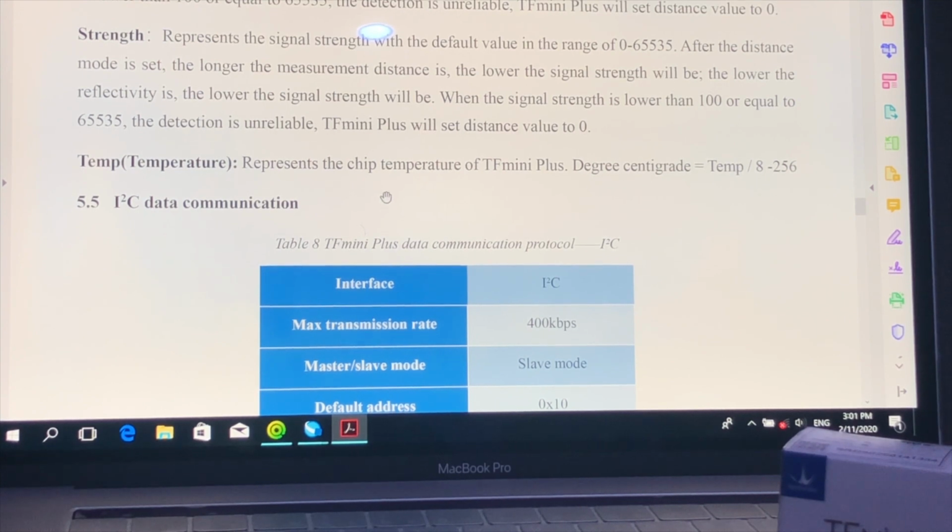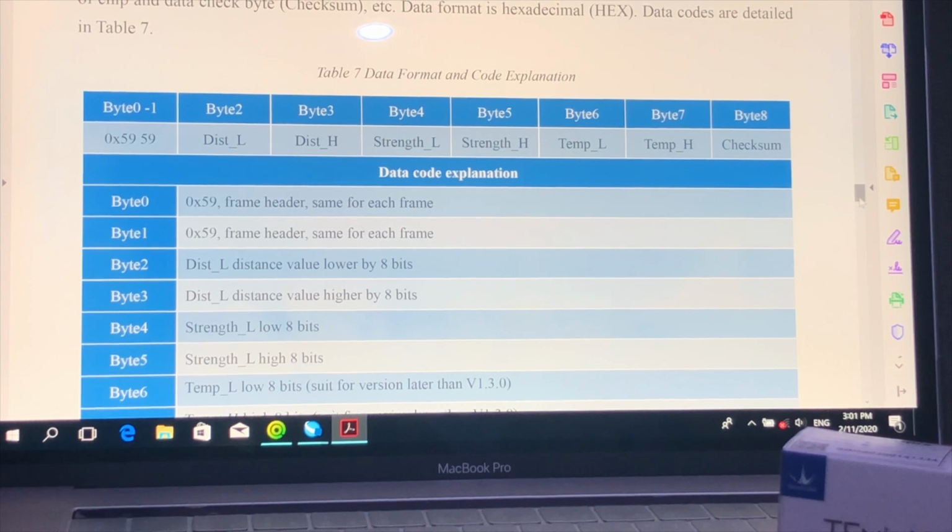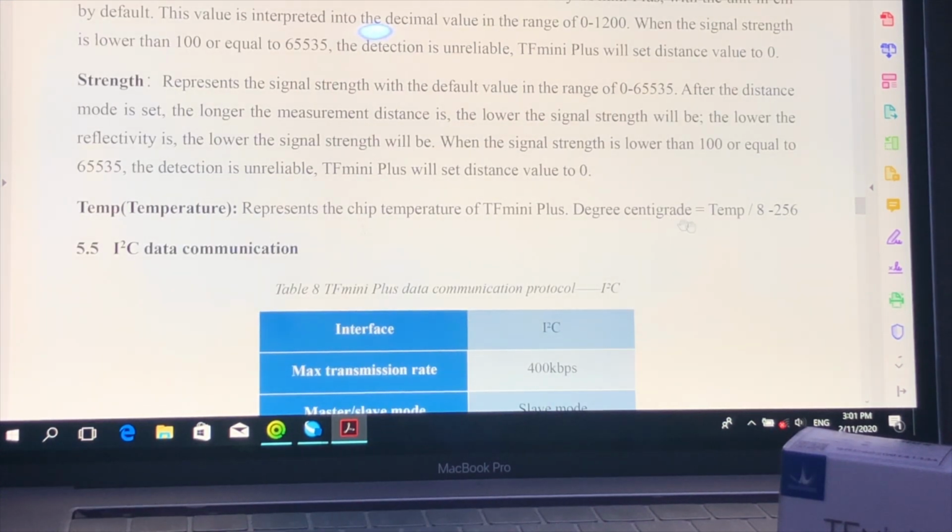All right, for the temperature, actually the measured temperature is not for the environment, it is actually for the chip temperature of this LiDAR module itself, and we have to understand that the degree will be in centigrade, and we have to do a little bit further processing to the two bytes that we will receive here. All right, so these two bytes, in order to convert them into centigrade, we have to divide them first by 8 and then to subtract 256 from the result of this operation.